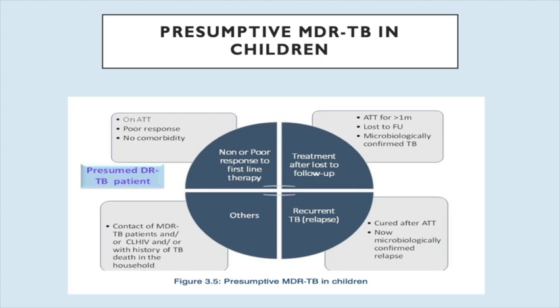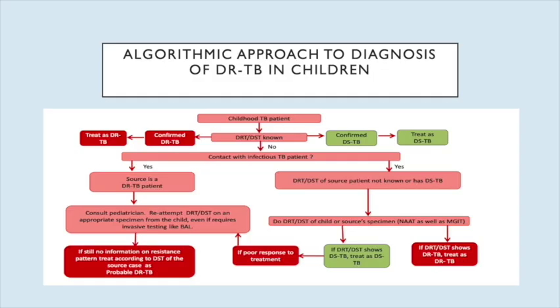Let's come to presumptive MDR TB in children, just a small mention of this. Even in children, if there is no response, poor response, loss to follow-up, exposure to a drug-resistant TB case or an MDR case, or recurrent TB or relapse, then you must suspect drug resistance. And this is the algorithmic approach for children.